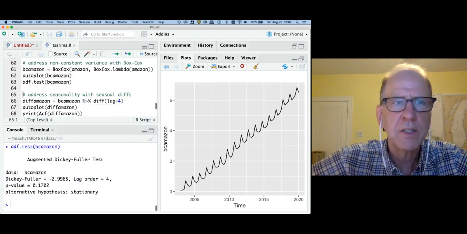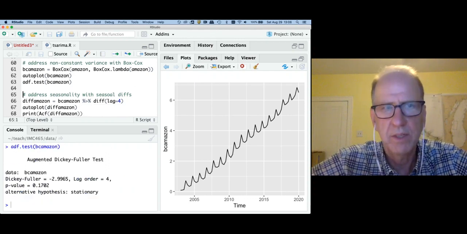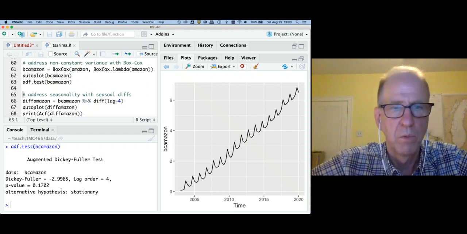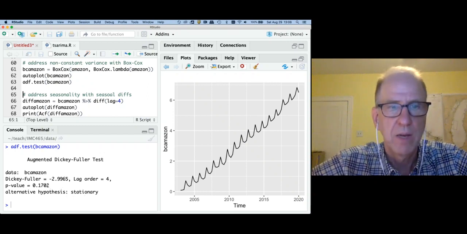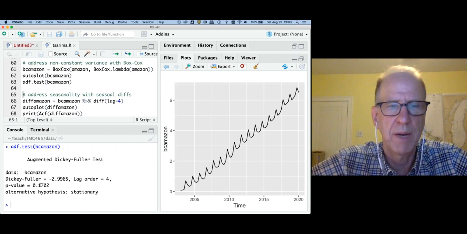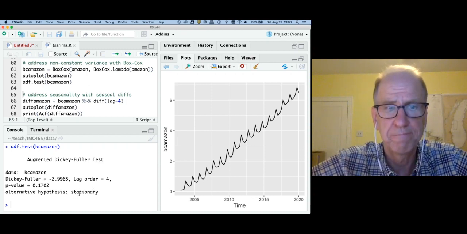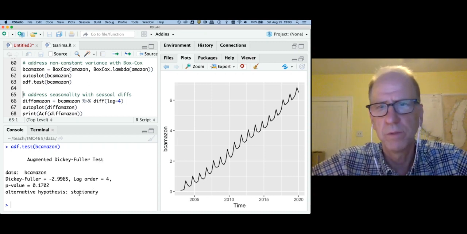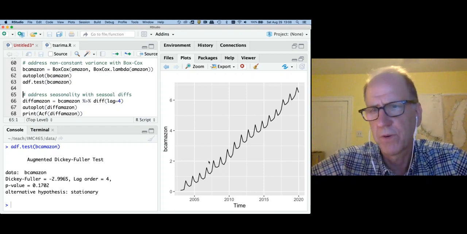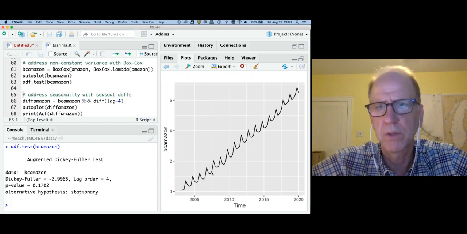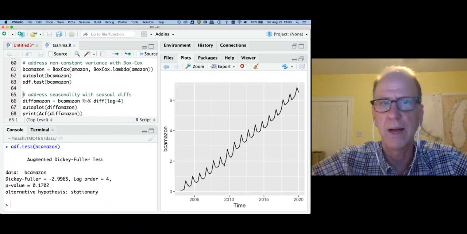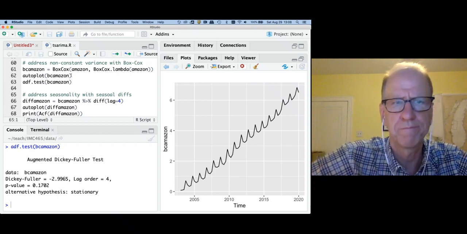If I do an augmented Dickey-Fuller test, what we're going to see is that I still can't reject the null hypothesis of non-stationarity. We've still got work to do. That should have been obvious from the plot, where clearly there's a trend and clearly there's seasonality. So we've got some work to do on this.